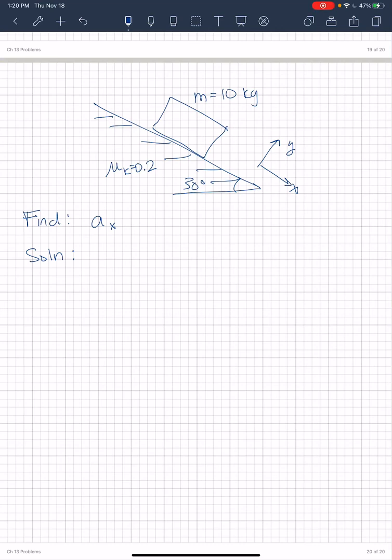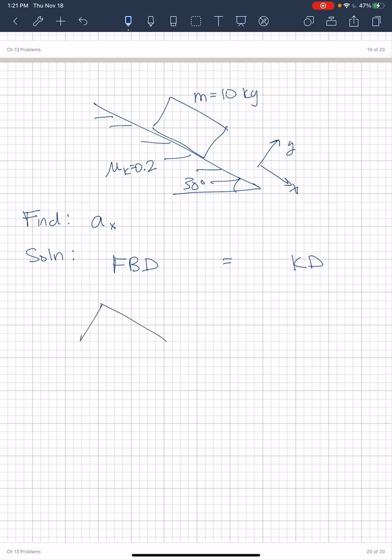For this problem, we have a crate on an incline. The mu sub k is 0.2, and they tell us the x and y direction, and then we also know the direction of the incline. And they want us to find the acceleration in the x direction and tell us that the mass of the block is 10 kilograms. So we start just the same as the others, where we do free body diagram equals the kinetic diagram. So let's draw a free body diagram.